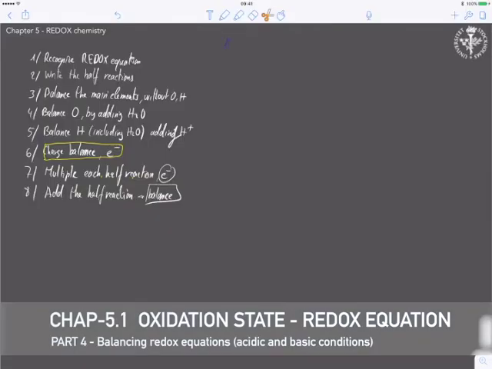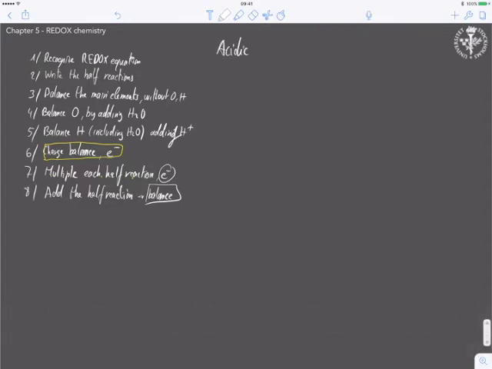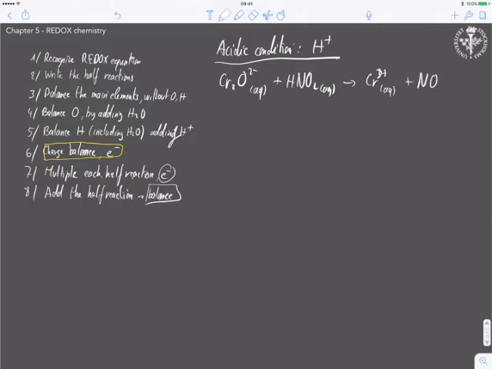Let's take an example in acidic condition now. Acidic condition means you have H+ in solution. So an example of dichromate, I took from the web, in aqueous solution, reacting with HNO2, which is an acid, that will give you chromium in solution, plus nitrous oxide.